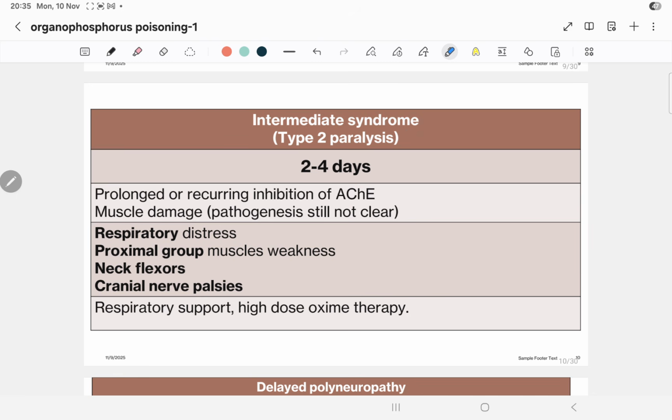And what are the hallmark features of intermediate syndrome? Respiratory distress, and proximal group muscle weakness, like neck or hip or shoulder. These are the proximal group muscles. Neck flexors will be involved and there will be cranial nerve palsies. Because lot of respiratory distress is there, we need to give respiratory support in intermediate syndrome, and we need to give high dose of oxime therapy as well.